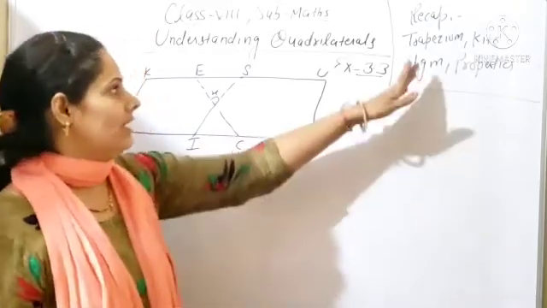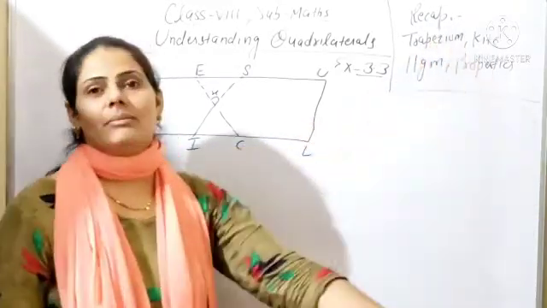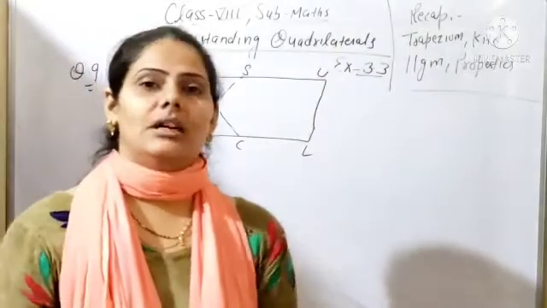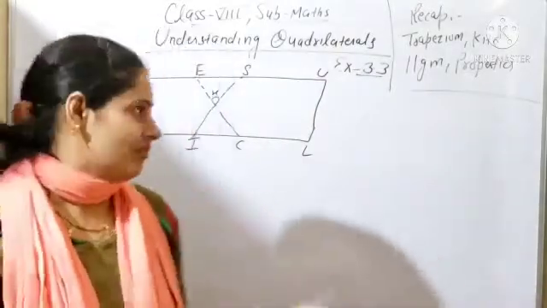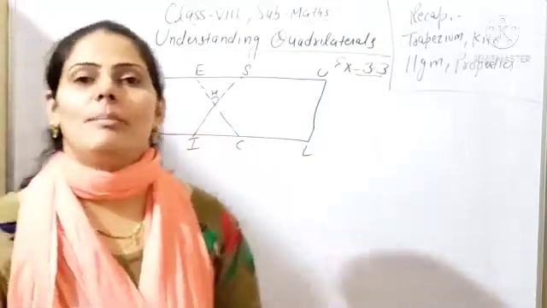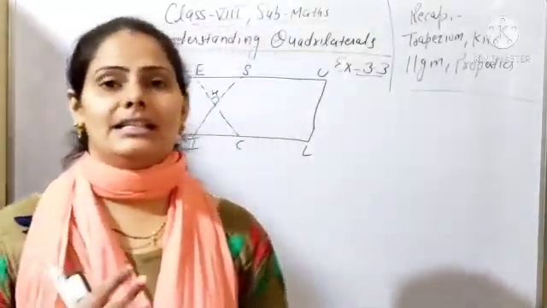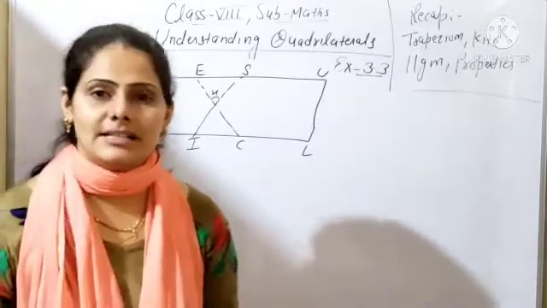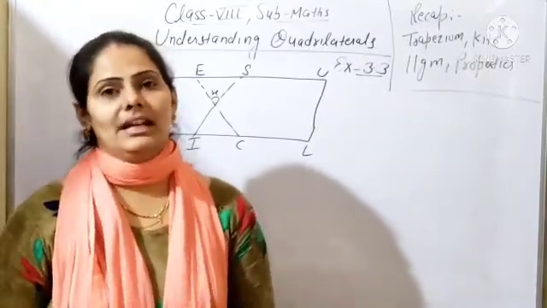In the types of quadrilateral I have explained many times what is the trapezium, what is the kite, what is the parallelogram and what are the properties of parallelogram. So in exercise 3.3 we are mostly using the properties of parallelogram. What is a parallelogram? Parallel sides. It means both pairs of opposite sides are parallel. So you can say it will be a parallelogram.